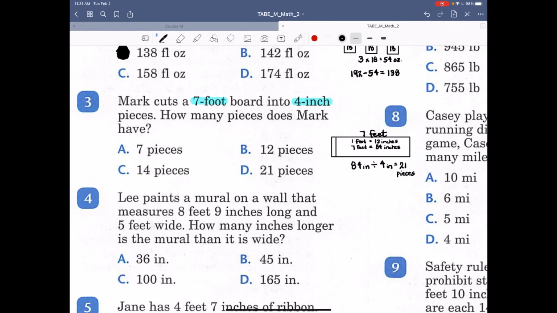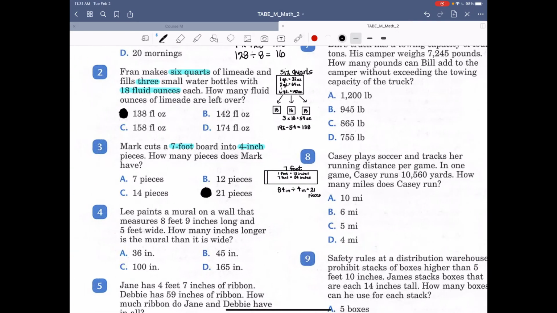And that will be D. These require you to think through a series of steps. Number 4.